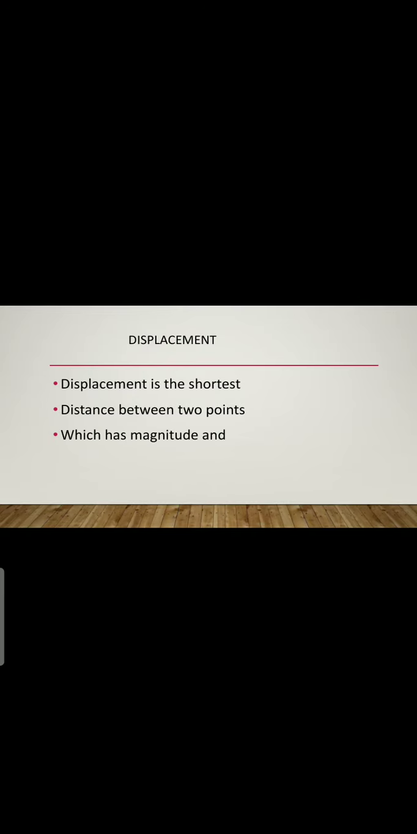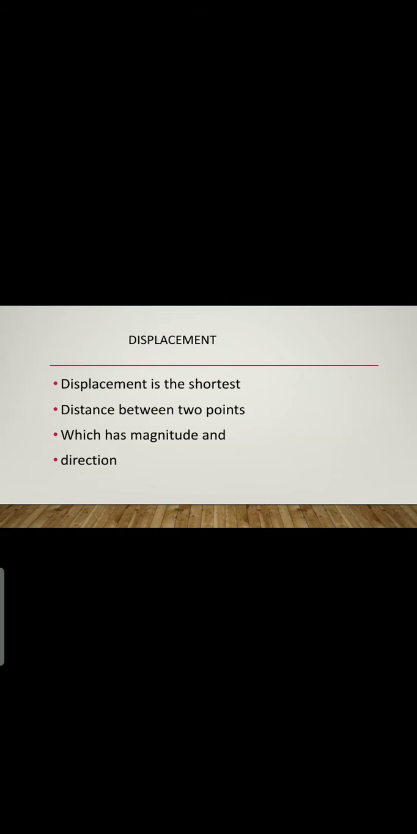Let's come towards the displacement. Displacement is the shortest distance between the 2 points, which has magnitude and direction. Before, we considered the distance between the 2 points A and B. The length of the path between 2 points is known as the distance between the 2 points. The distance has some magnitude and it is a scalar quantity.